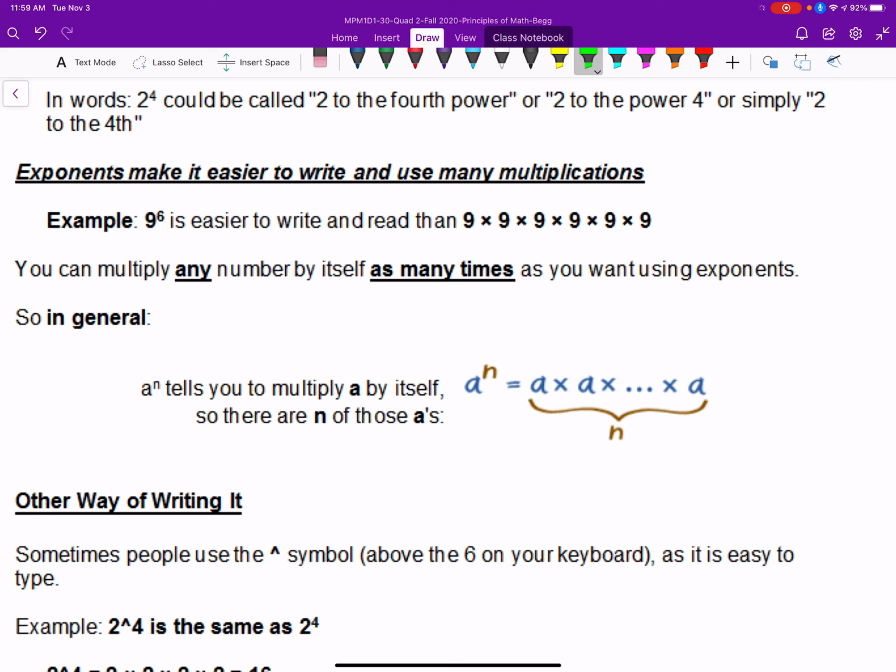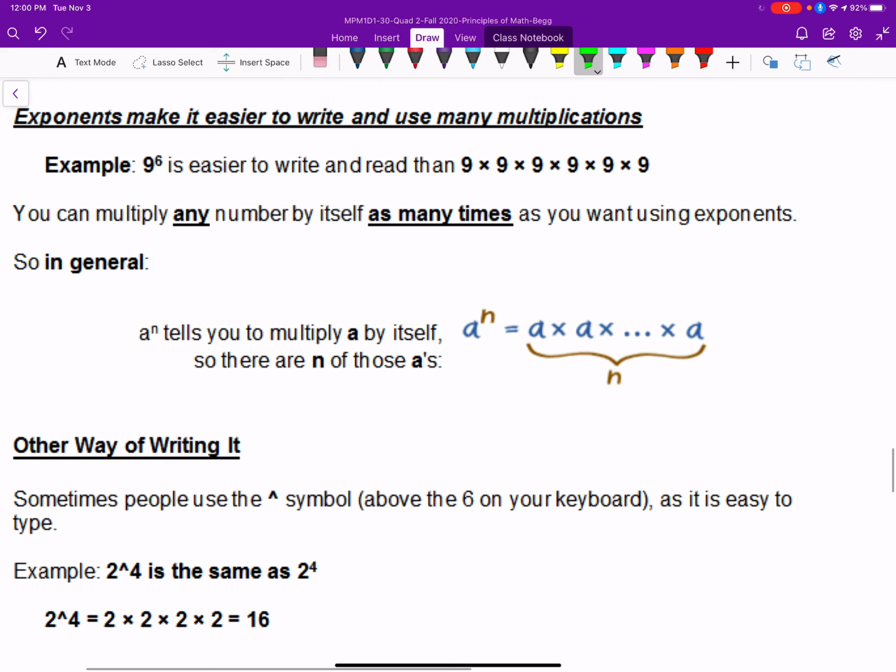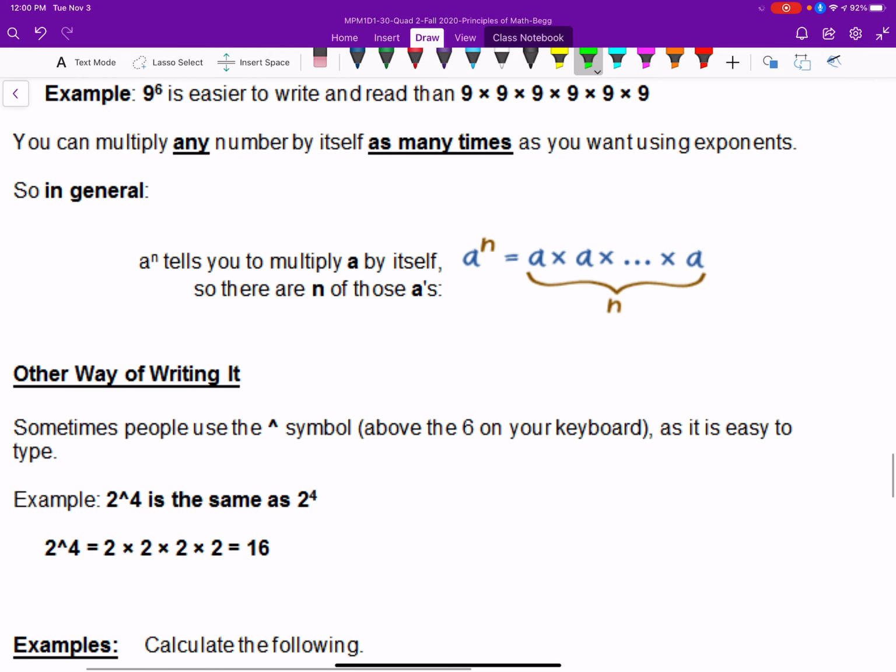Exponents make it easier to write and use many multiplications. So, for example, 9 to the 6 is easier to write than 9 times 9 times 9 times 9 times 9 times 9, right? It's a short form in a certain way. You can multiply any number by itself as many times as you want using exponents. So in general, a to the n tells you to multiply a by itself a certain number of times, n times. There's n of those a's.